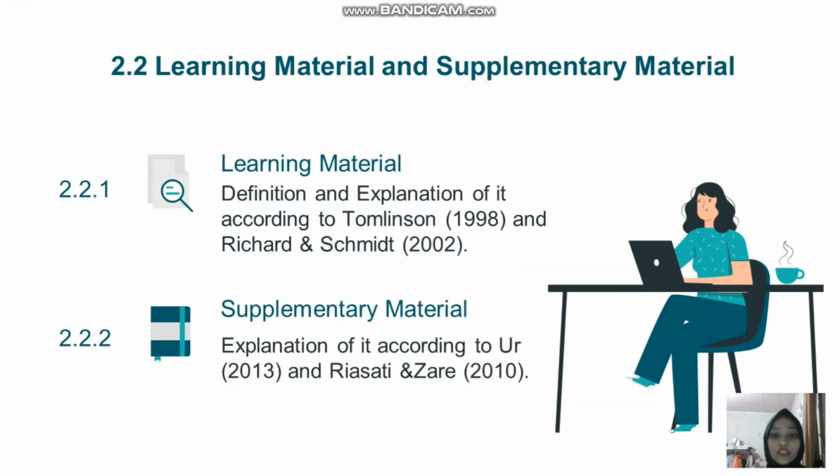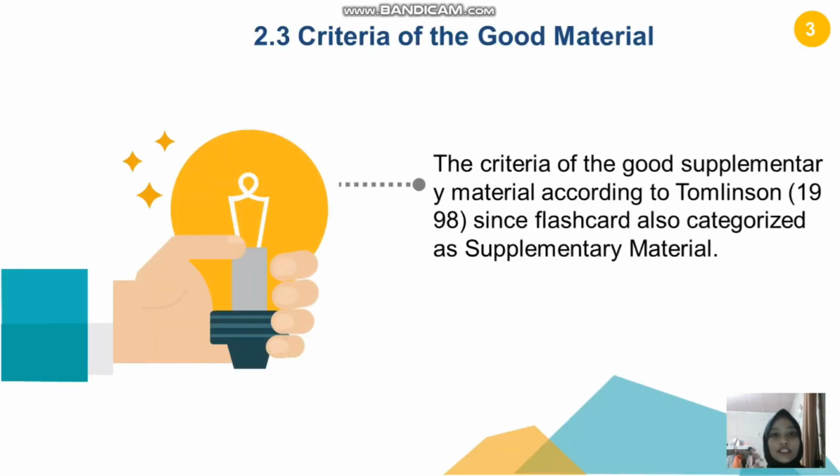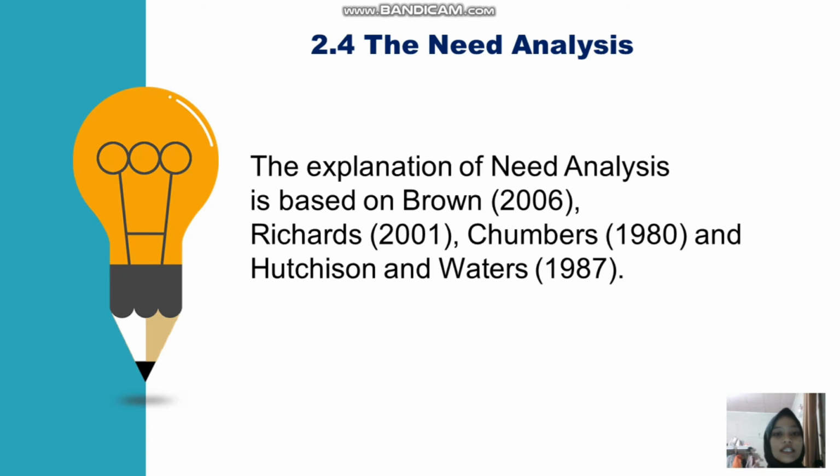Then it's about the learning material and also supplementary material. For learning material, I use the definition and explanation from Tomlinson in 1998 and also Richards and Smith in 2002. To explain supplementary material, I cite Ur in 2013 and also Vasiati and Zer in 2010. Here are the criteria of good material, for which I used the criteria by Tomlinson in 1998. And for needs analysis, I cited Brown in 2006, Richards in 2001, Cunningsworth in 1980, and also Hutchinson and Waters in 1987.